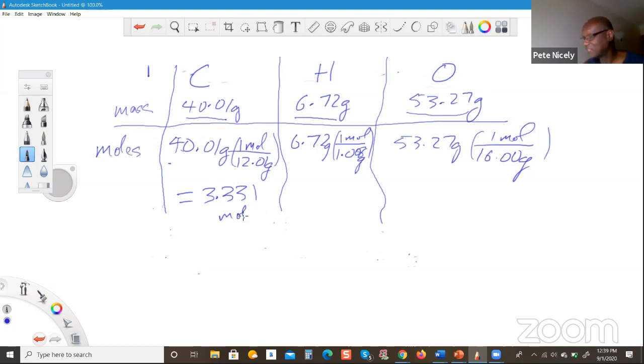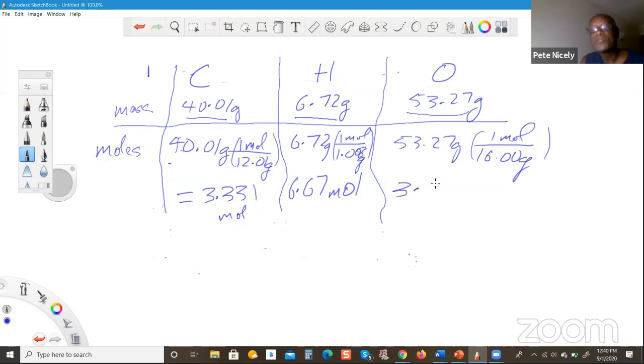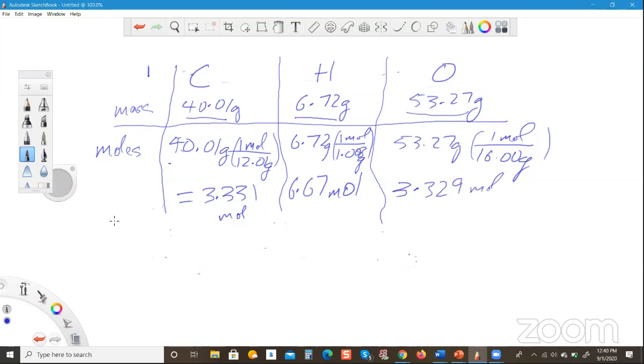And then I'm going to do the same thing for hydrogen, which would be 6.72 divided by 1.008. And according to my calculations, this works out to be equal to 6.67. So let me put 6.67 moles. And then finally, in the case of oxygen, 53.27 divided by 16. And according to my calculations, rounded off to 4 sig figs, this will be equal to 3.329 moles. So that's basically what we do at this stage.